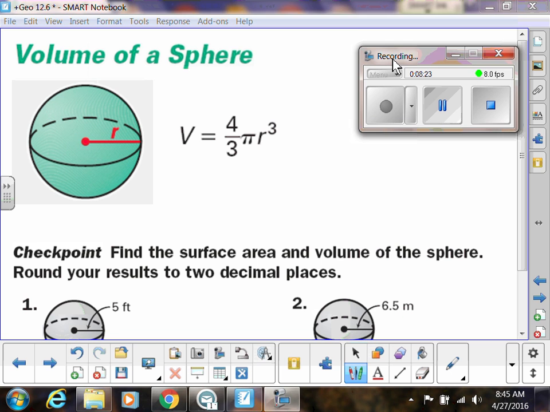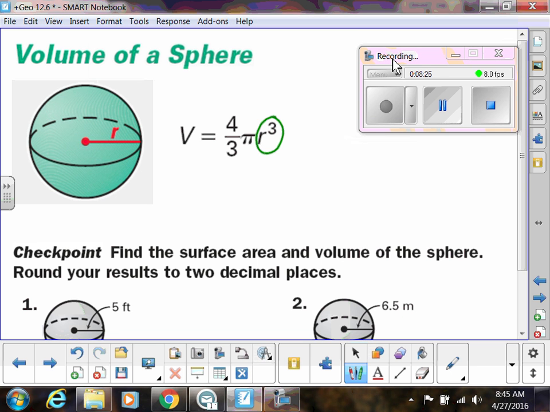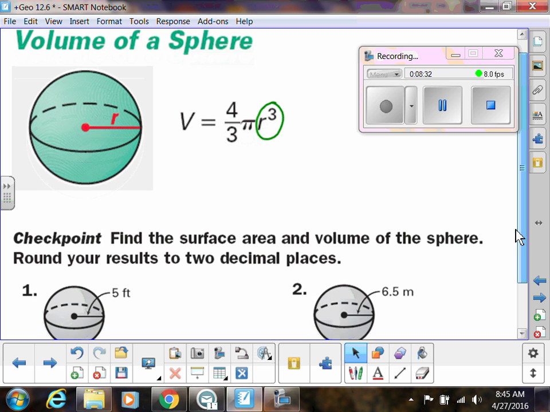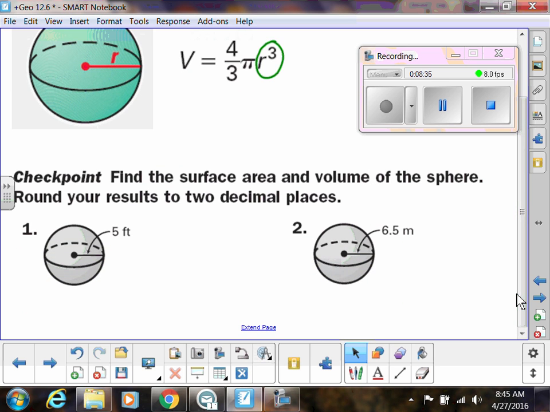Notice that this is very important. This is r to the 3rd power. Volume is units cubed, and that's r to the 3rd power, so just be careful with that. So if I were to find the volume of these two spheres, notice that we're going to be rounding to 2 decimal places. So we'll get our calculators out.